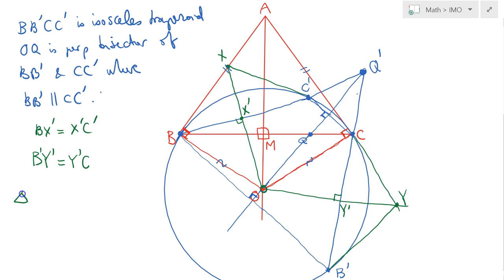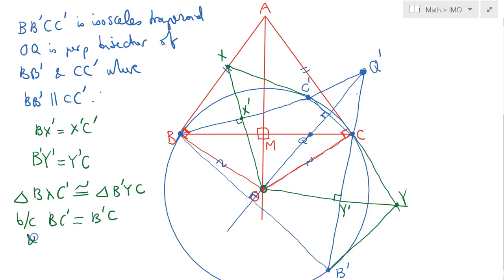Now, consider triangles BXC prime and B prime YC. I claim that these two triangles are in fact congruent, and the reason is very simple. First of all, remember that trapezoid BB prime CC prime is isosceles. As a result, BC prime is equal to B prime C.